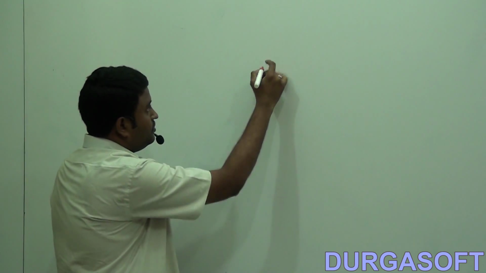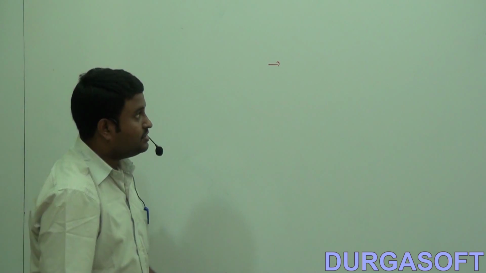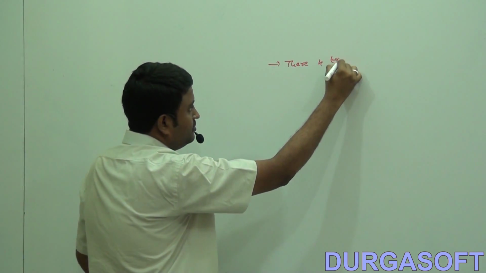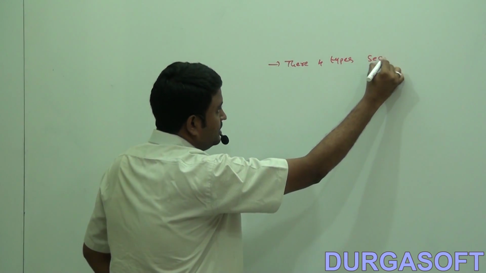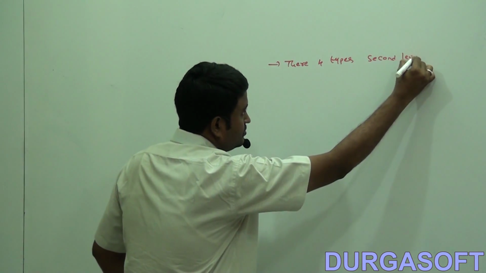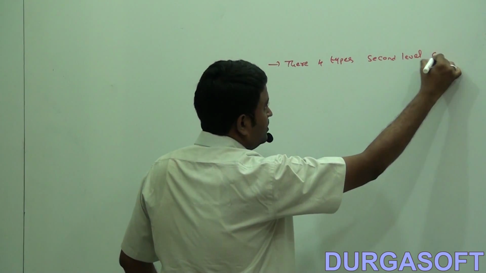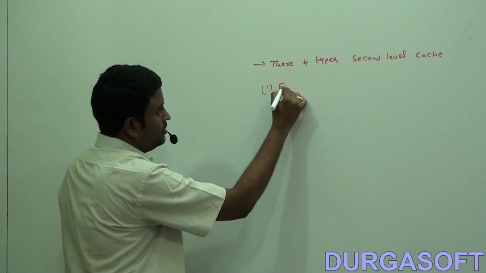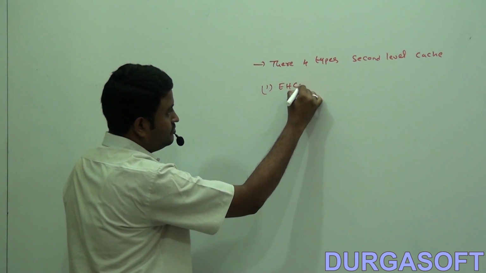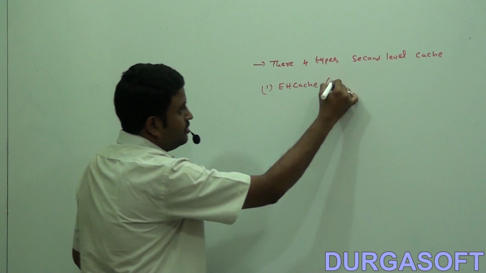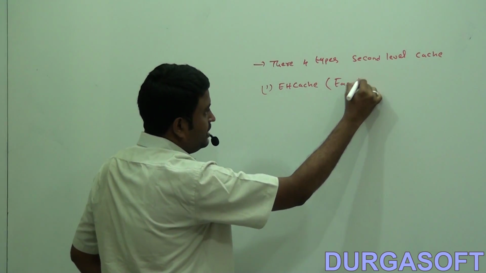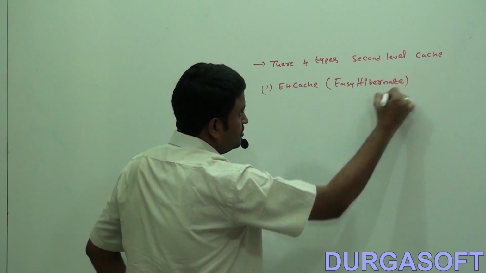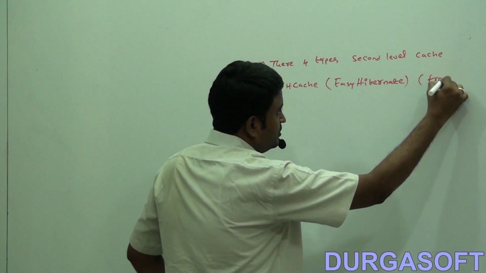There are 4 types of second level cache. One, EHCache, Easy Hibernate cache, it is from Hibernate.